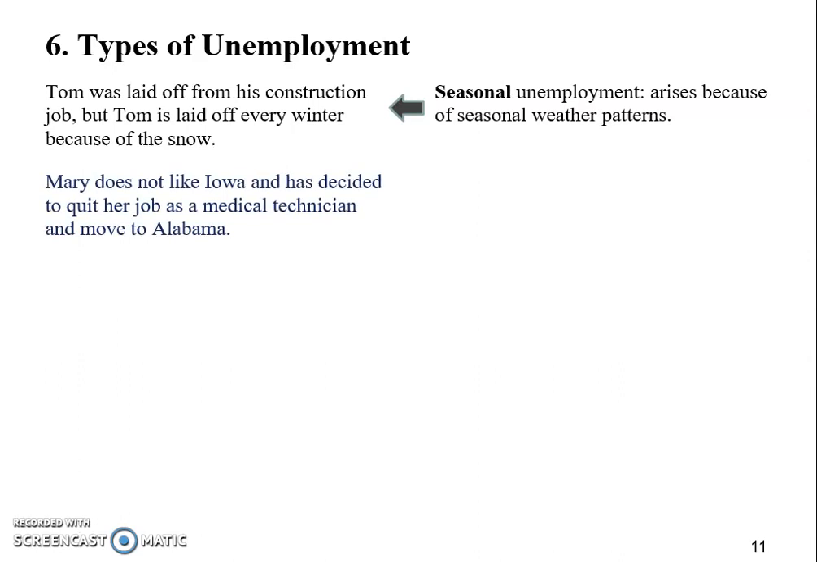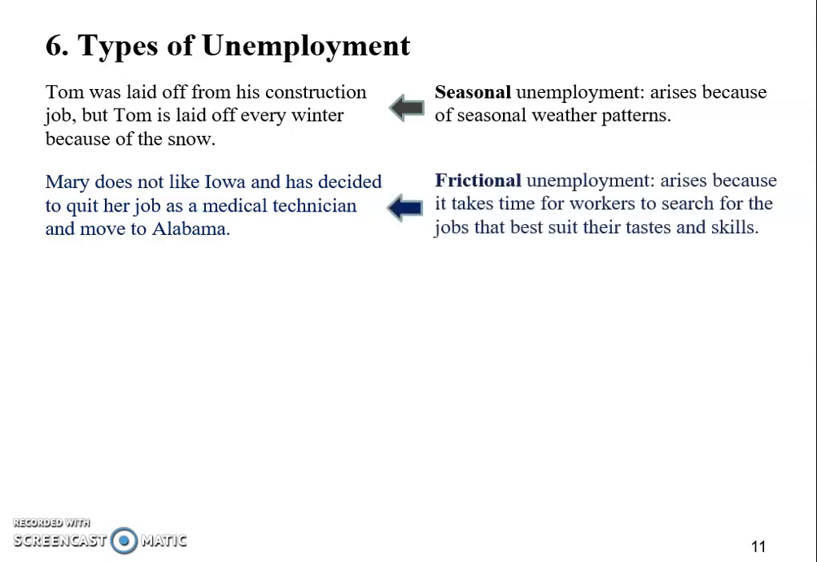The second example here is Mary does not like Iowa and has decided to quit her job as a medical technician and move to Alabama. In this example, we find that Mary is temporarily unemployed because of her personal preference. She doesn't like Iowa and decided to move to Alabama, right? This is so-called frictional unemployment. It arises because it takes time for workers to search for jobs that best suit their tastes and skills, right?